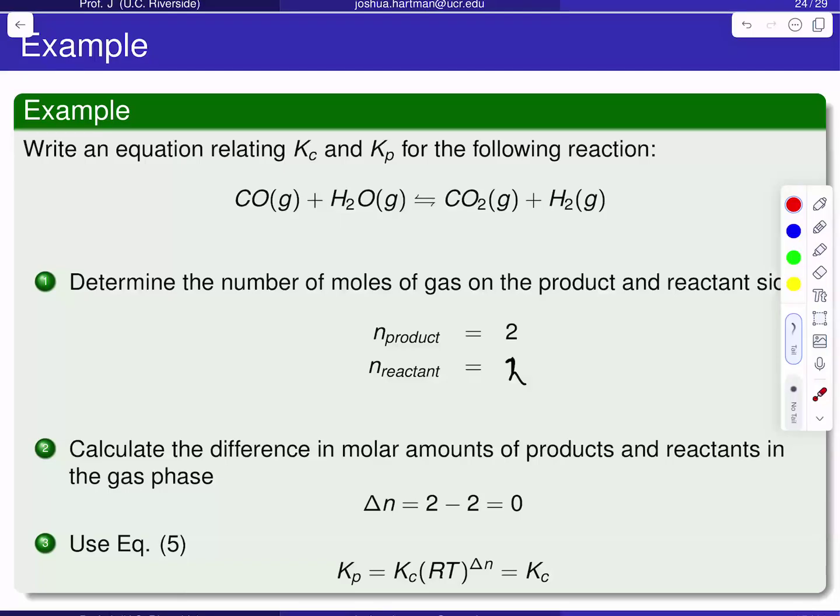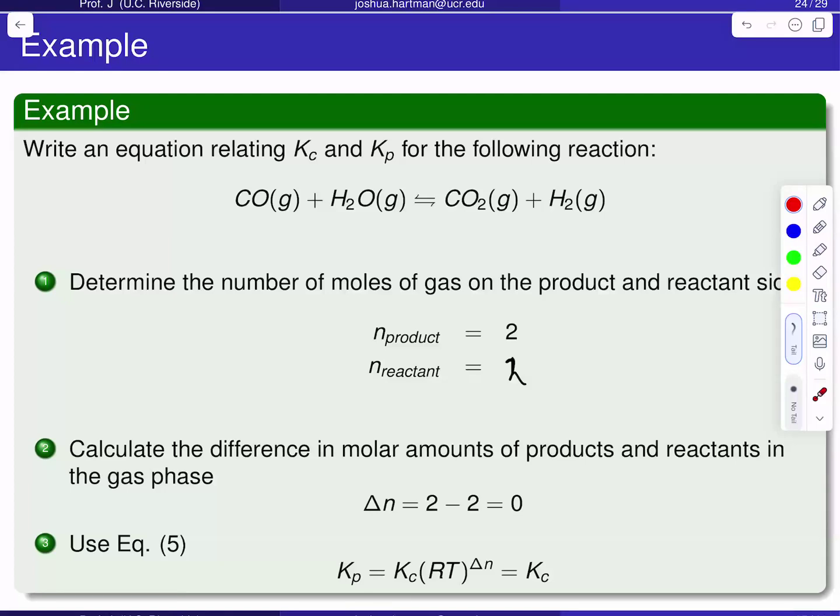Another quick example, again going back to a previous example that we looked at, the gas phase reaction involving CO and H2O forming CO2 and H2. In this case, we have 2 moles of gas on the reactant side and 2 moles of gas on the product side. So in this case, delta n is going to be 0, 2 minus 2. And so Kp is going to be identically equal in numeric value to Kc.